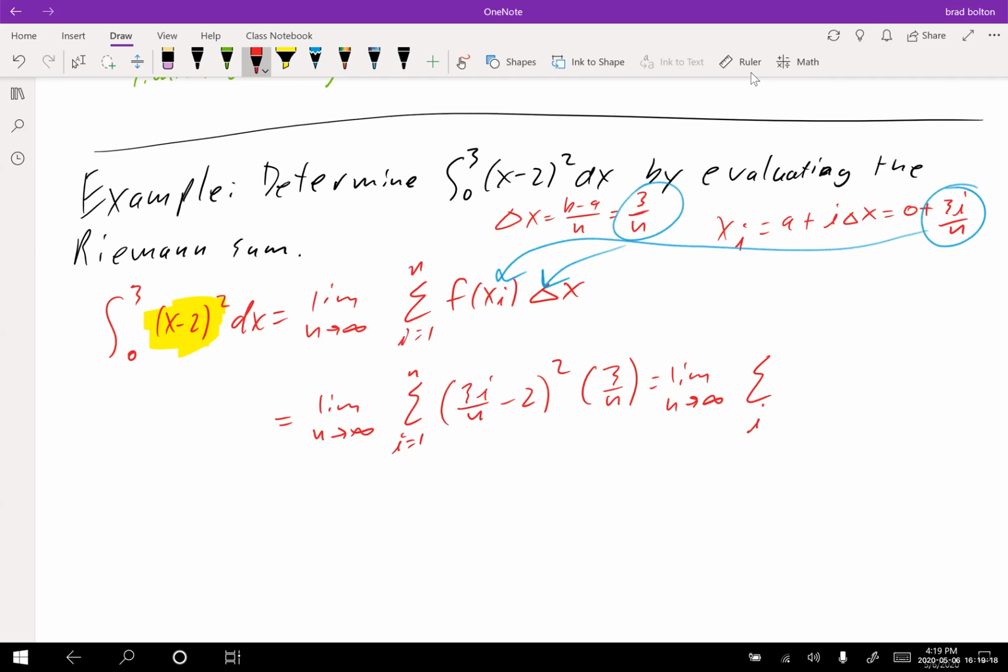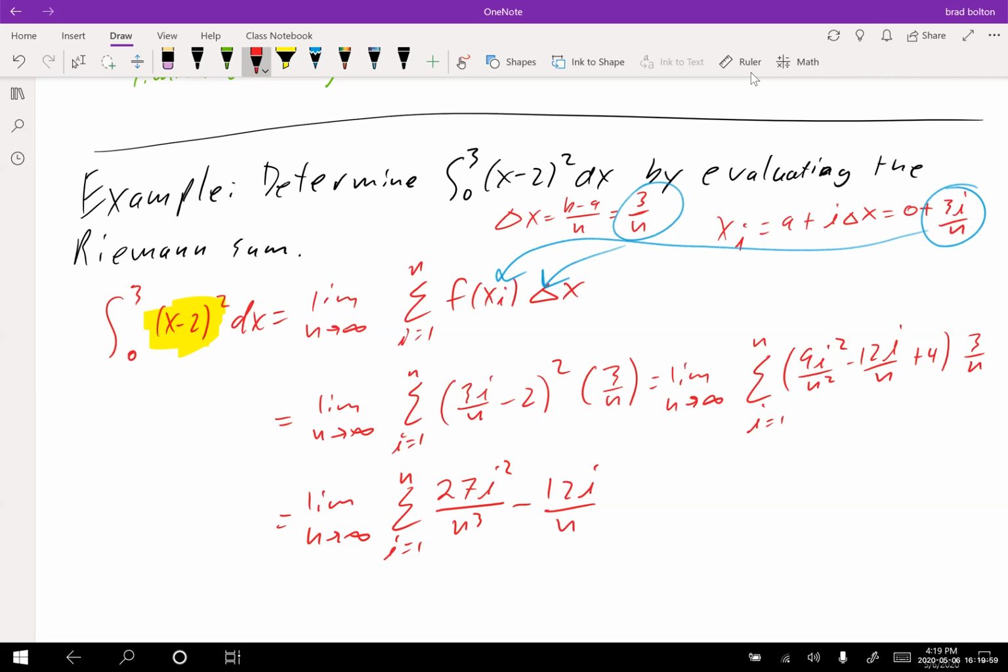And then we just have to do a little bit of our foiling. So I believe this should become 9i squared over n squared minus 12i over n plus 4, all times our delta x, which is 3 over n. Okay, so now we have the limit as n approaches infinity of the summation from i equals 1 to n, and let's distribute that again. So that'll be 27i squared over n cubed minus 36i over n squared plus 12 over n. Sorry, I was messing up there. So that is our sum.